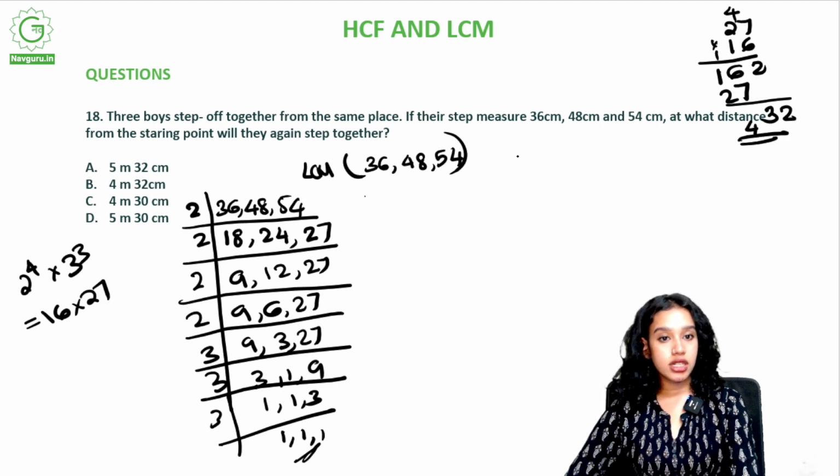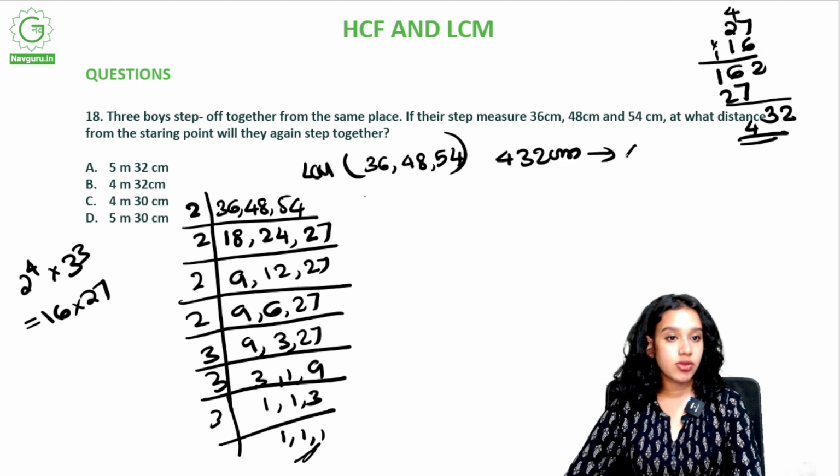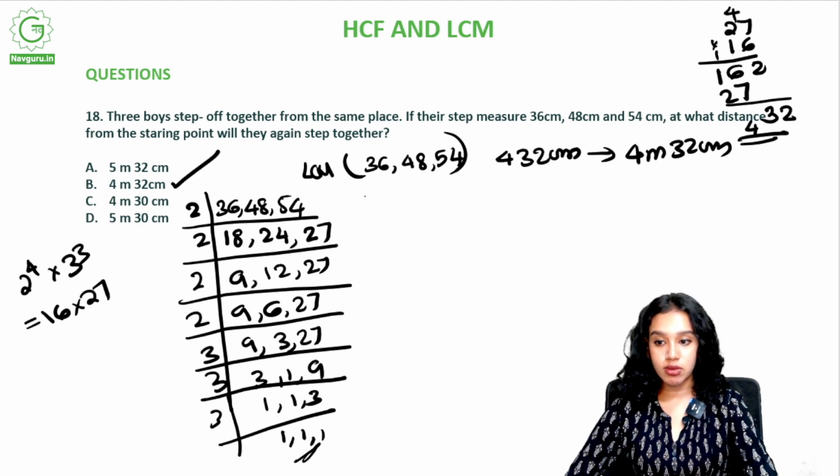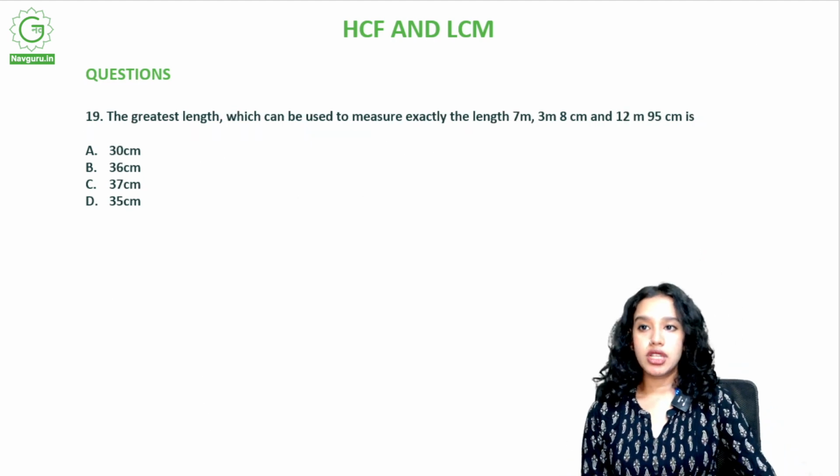So we have 432 centimeters, which could be written as 4 meters and 32 centimeters. So the answer for this question is 4 meter 32 centimeter. So, let's move on to the next question.